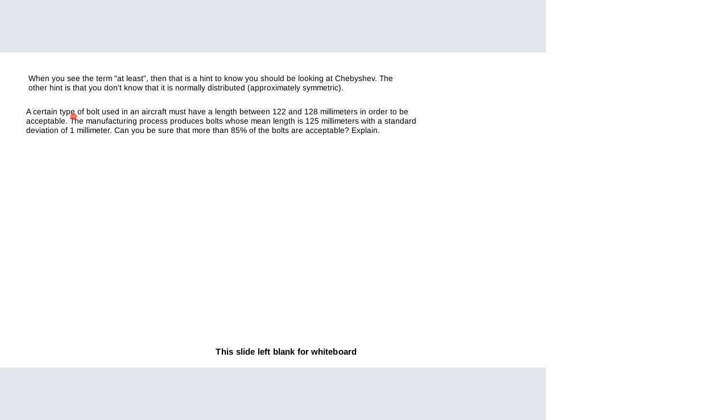All right, so you've got a certain type of bolt used in an aircraft that must have a length between 122 and 128 millimeters in order to be acceptable. The manufacturing process produces bolts whose mean length is 125 millimeters with a standard deviation of 1 millimeter. So we've got the two important things we need there, the mean and the standard deviation of 1.